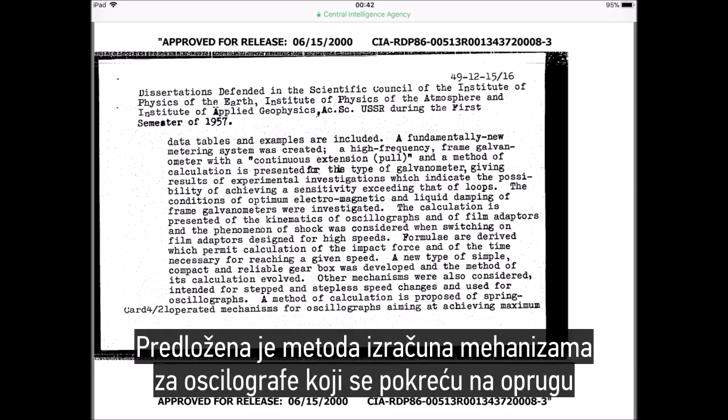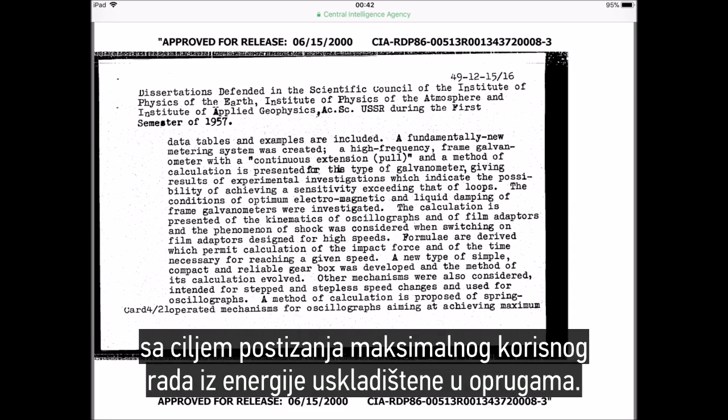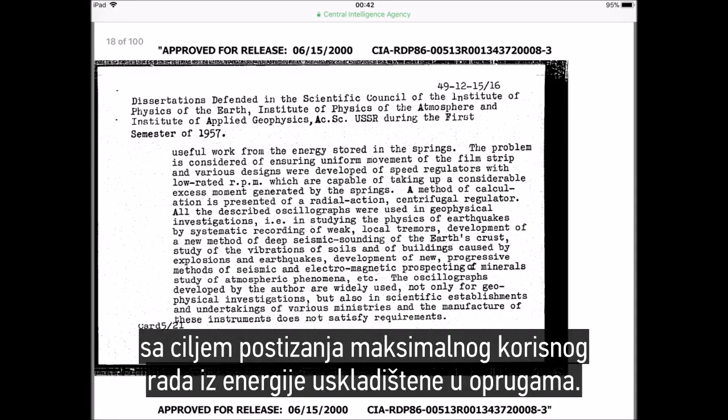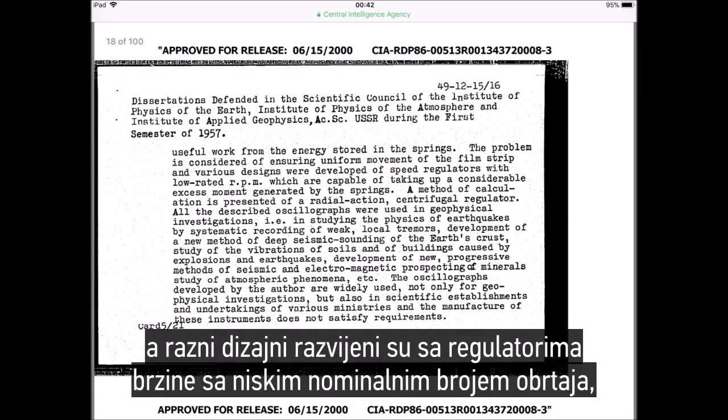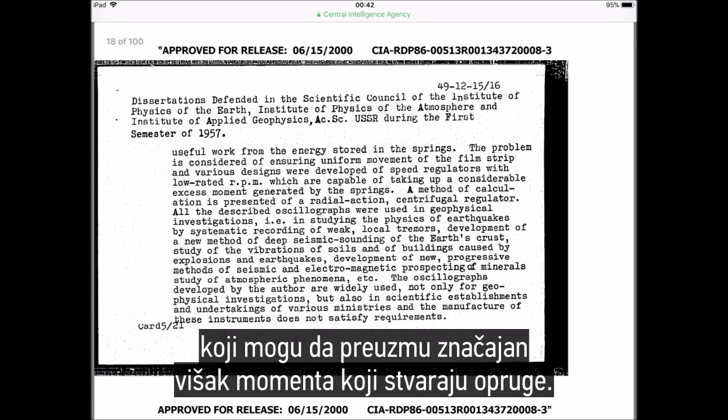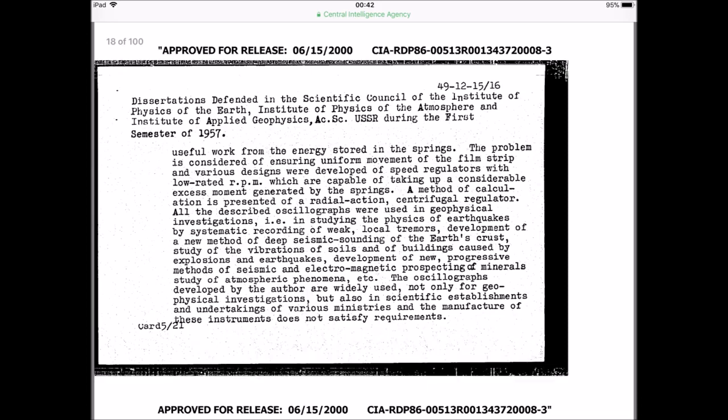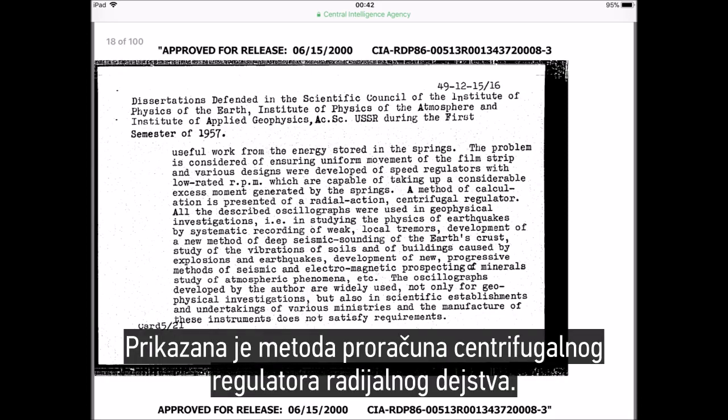A method of calculation is proposed of spring-operated mechanisms for oscillographs aiming at achieving maximum useful work from the energy stored in the springs. The problem is considered of ensuring uniform movement of the film strip, and various designs were developed of speed regulators with low rated RPM which are capable of taking up a considerable excess moment generated by the springs. A method of calculation is presented of a radial action centrifugal regulator.